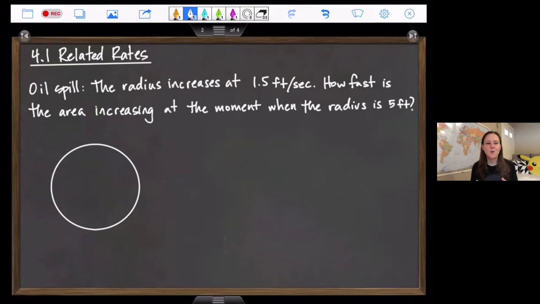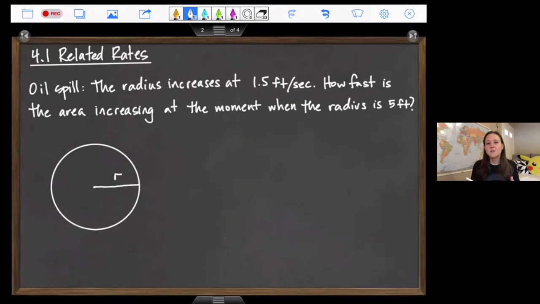So here we are back on the whiteboard, and I've done the first step of a related rates problem here, and that's just to draw a diagram to help us get our brains wrapped around it. And the second thing we're going to do is try to assign variables to everything that's mentioned in the problem. So the first information they give us is that the radius is increasing at 1.5 feet per second. So I'm just going to label my radius in my picture here. There's my r, right? And that's increasing at 1.5 feet per second.